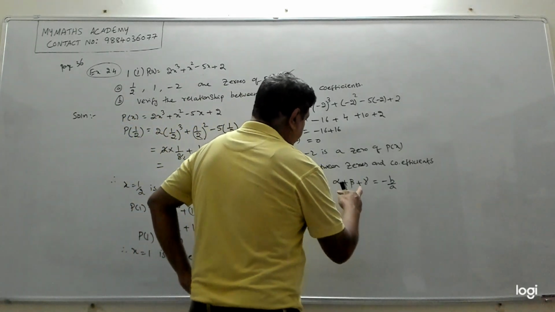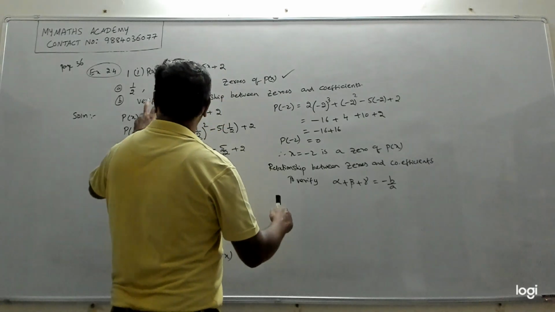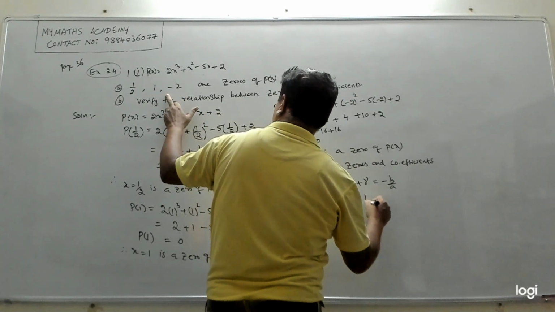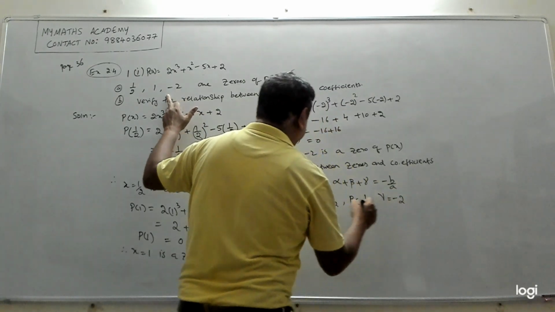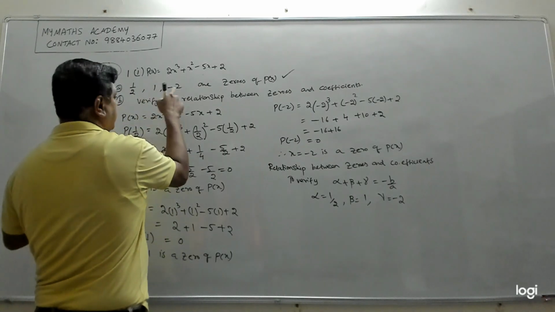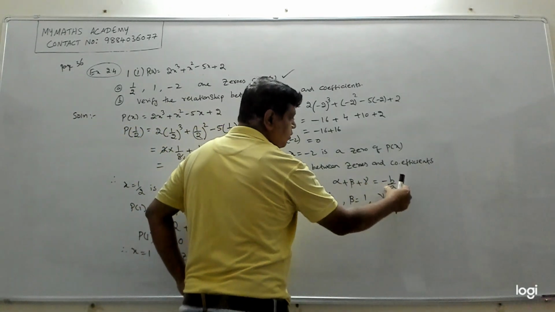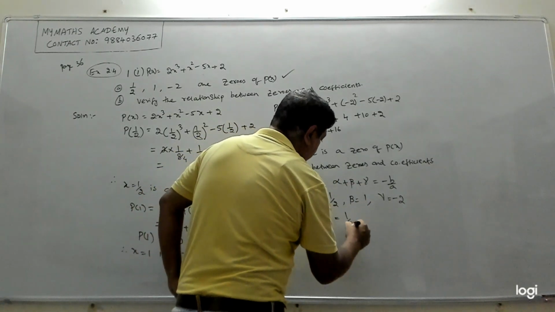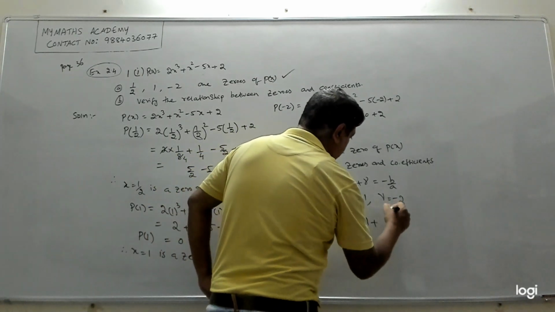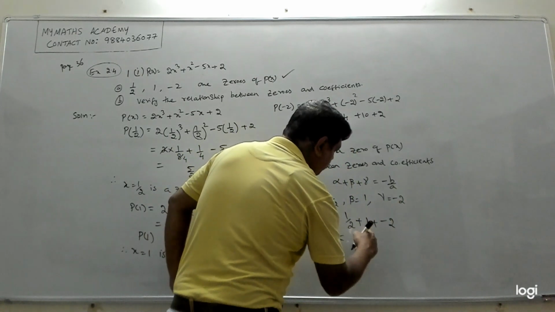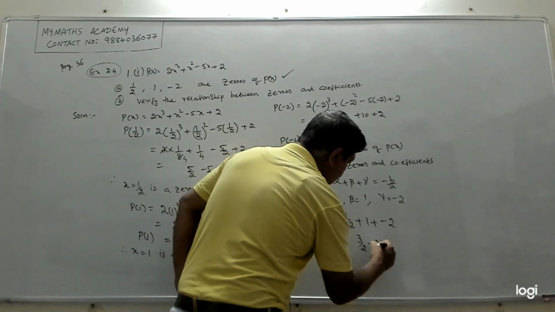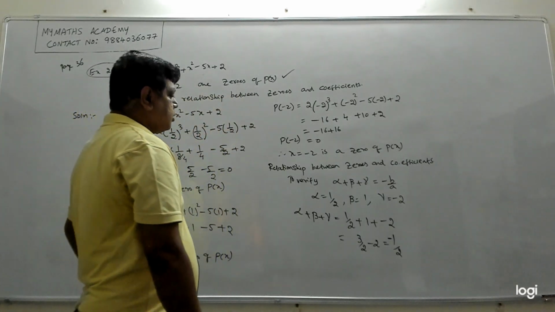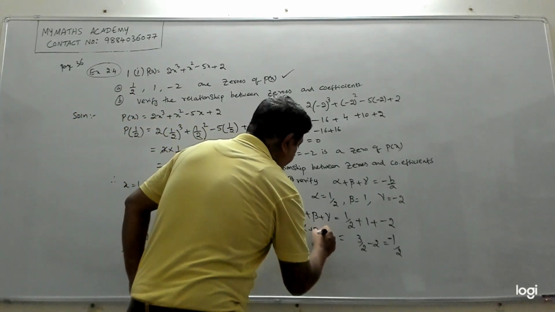So now let's find. We can take the zeros as alpha, beta, gamma. My alpha is 1 by 2, my beta is 1, my gamma is minus 2. You have to take the three zeros as alpha, beta, gamma. Now what is alpha plus beta plus gamma? We have to check whether this is equal to this. Alpha is 1 by 2 plus beta is 1 plus gamma is minus 2. So you get 3 by 2, and 3 by 2 minus 2 is minus 1 by 2. So alpha plus beta plus gamma is minus 1 by 2.